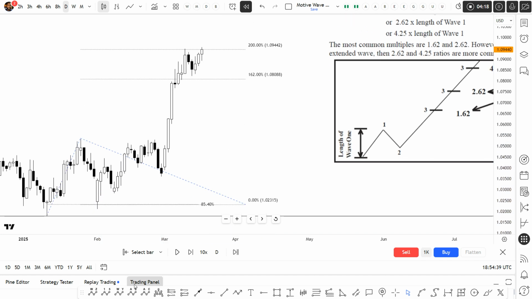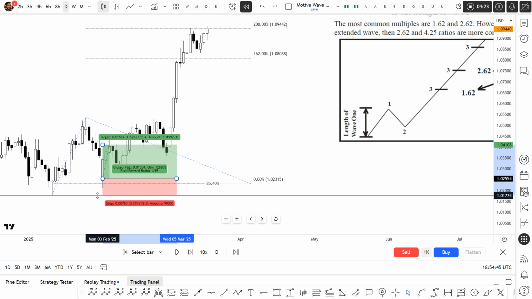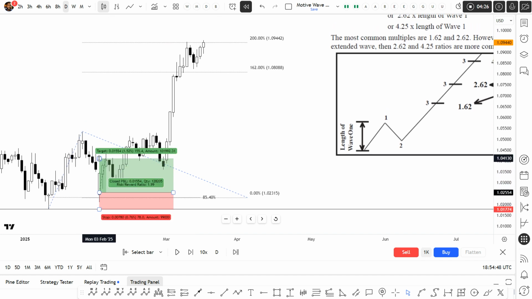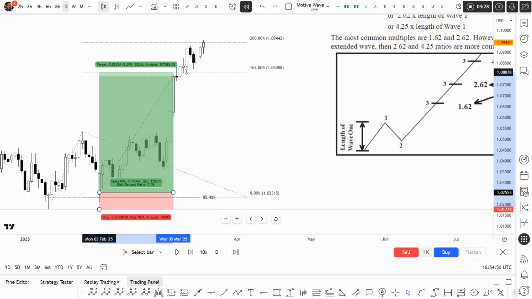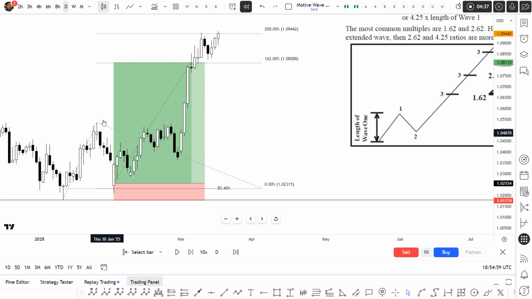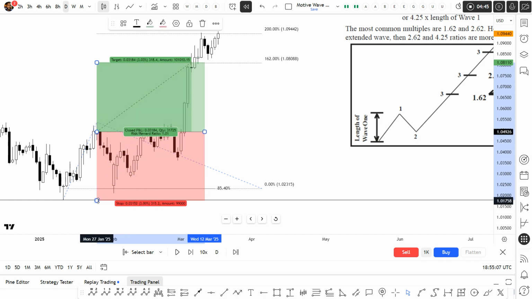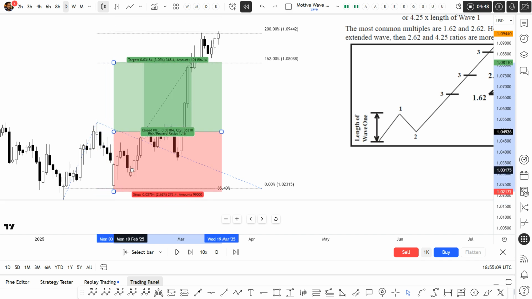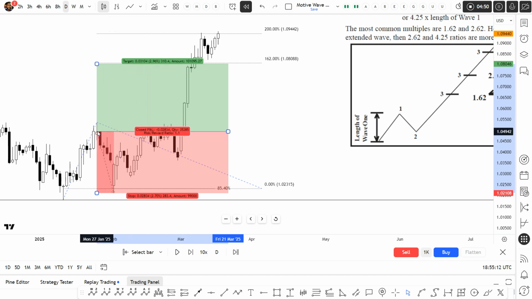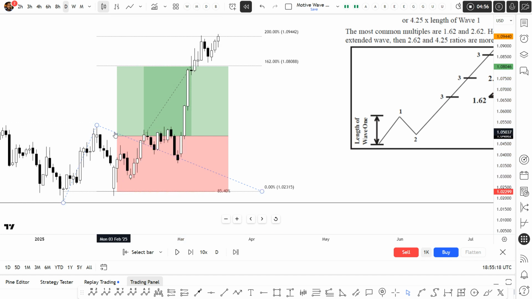So note this: if I'm taking entry here, which is the starting point of my wave three, my stop loss will be at the starting point of wave one, and this will be my target. At least we expect wave three to give us this whole length here. You can see there is a good risk reward ratio. Also, if you are the type that wants to take entry on the breakout of wave one, your stop loss will be at the starting point of wave three.